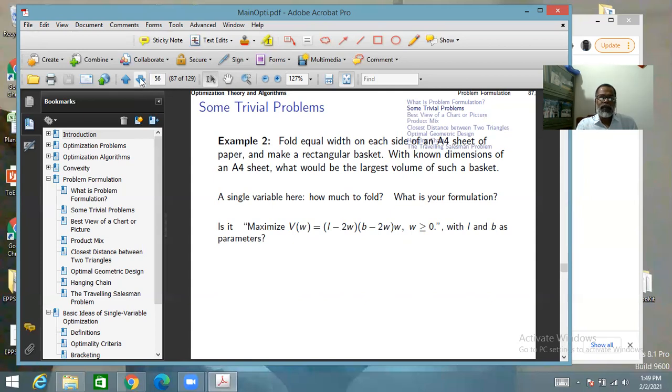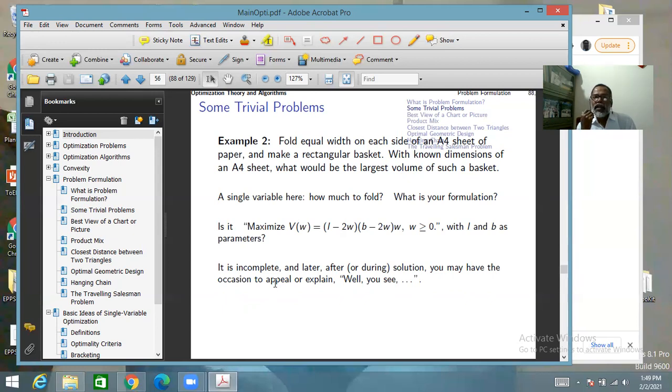If it is, then it is incomplete. And later, after solving and trying to present the solution, or during the solution, you might have an occasion to say, well, you see, this obviously doesn't make sense, so this kind of thing is excluded. It's not a great idea to formulate the problem, solve it, and then while presenting the solution, explain why something in the formulation did not make sense and therefore you discarded such a solution. No, it's better to do a formulation which is neat.